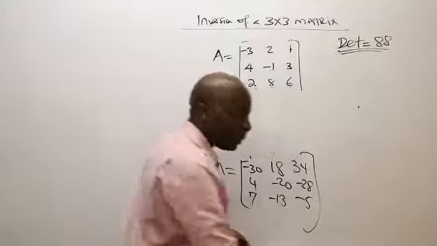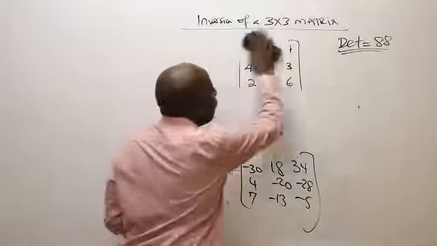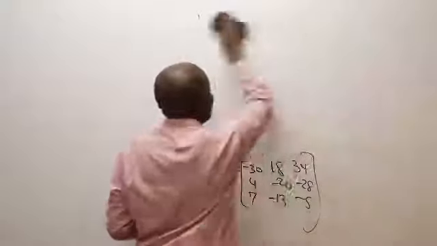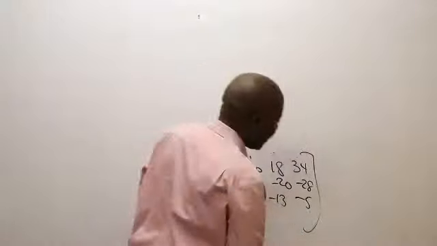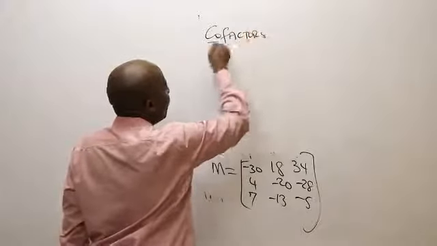The moment I come up with my minor elements, the next thing that I need to do is to go to the step of cofactors. So go to the step of cofactors. So what do we have here as our cofactors?